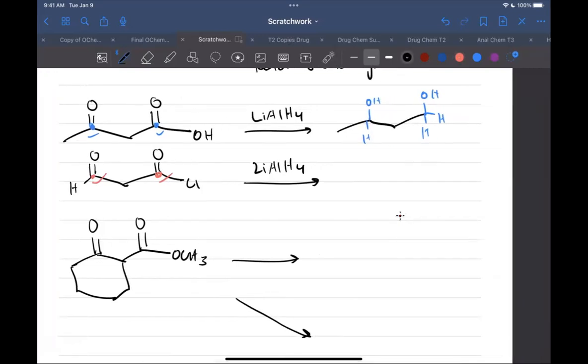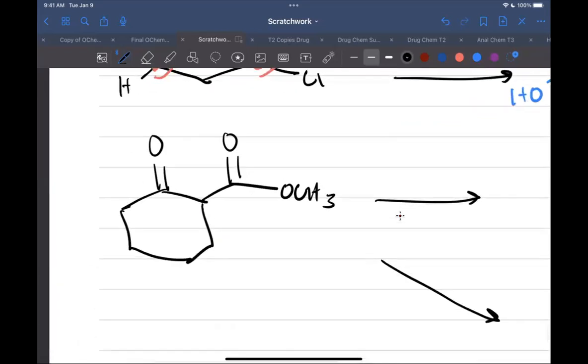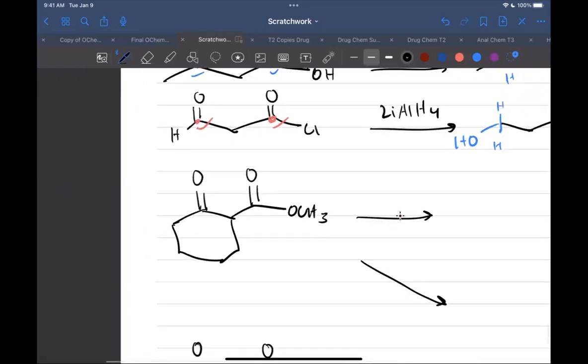So, stranded carbons, we have 3 carbons: 1, 2, 3. OH, let's change that. H, H, H, H, OH. We have a diol. Okay, now let's have it over here. Let's, again, reemphasize, hey, we have a ketone and a carboxylic acid derivative.